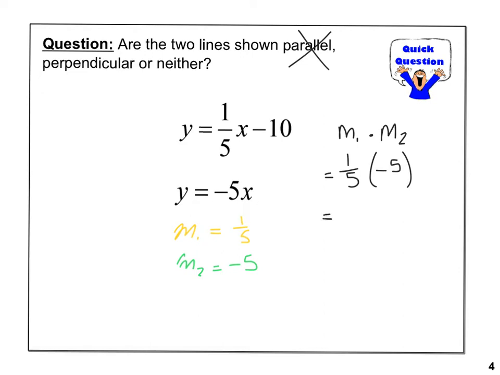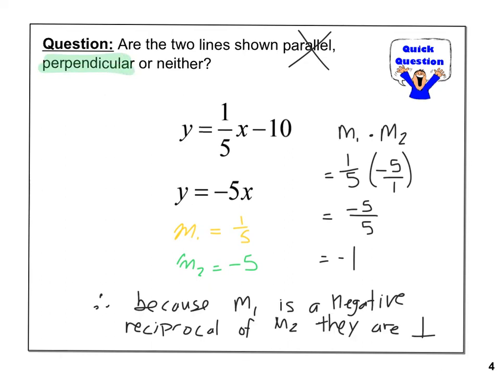If I wanted to multiply these, I can imagine that there's a little imaginary 1 over there, which leaves us with 1 times 5, well, negative 5, and 5 times 1 is 5, 5 divided by 5 is negative 1. So, therefore, because the product of m1 times m2 is equal to negative 1, I know that these lines are perpendicular. And I've just written a little conclusion statement. Therefore, because m1 is a negative reciprocal of m2, they are perpendicular.